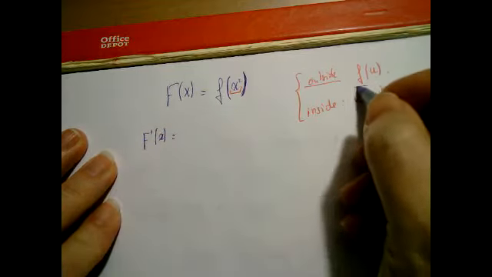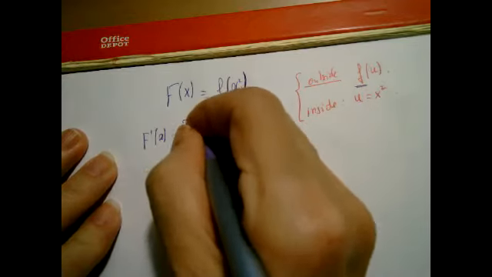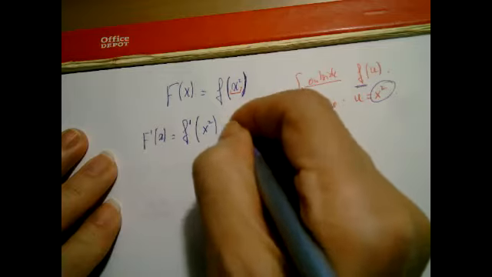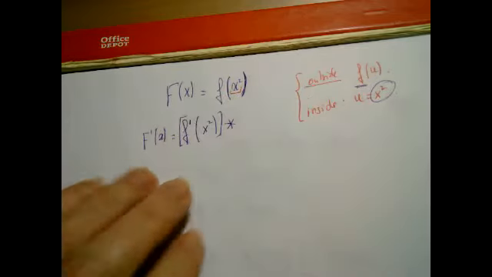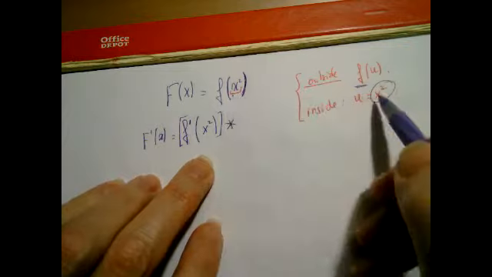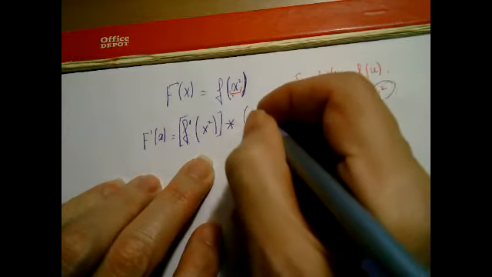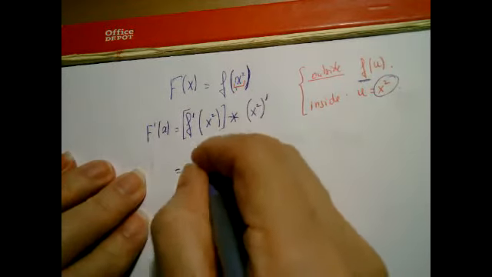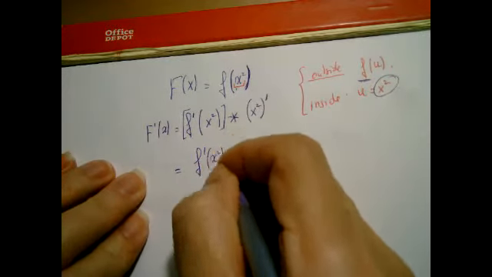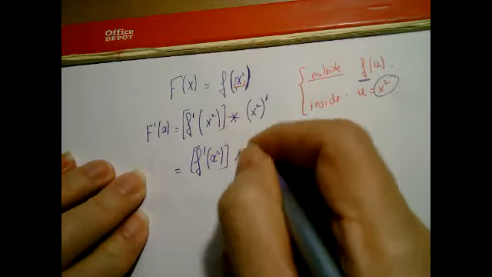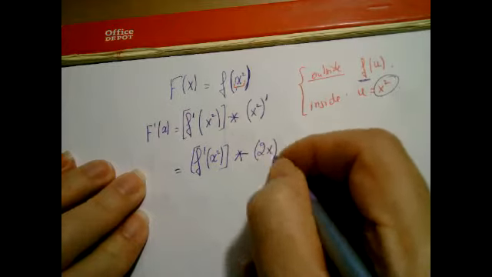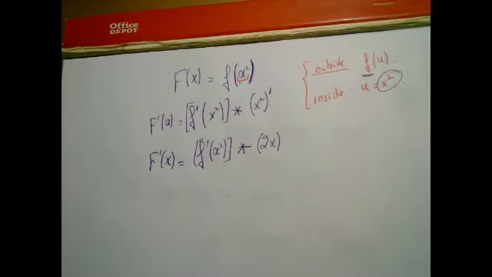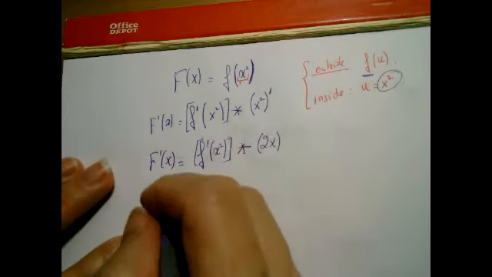It's the derivative of the outside, but you evaluate it at the inside. Times, so the chain rule is a product of two derivatives, times the derivative of the inside, the derivative of x squared. So finally, I will have f prime of x squared times the derivative of that, which is 2x. So that's f prime of x for any x.